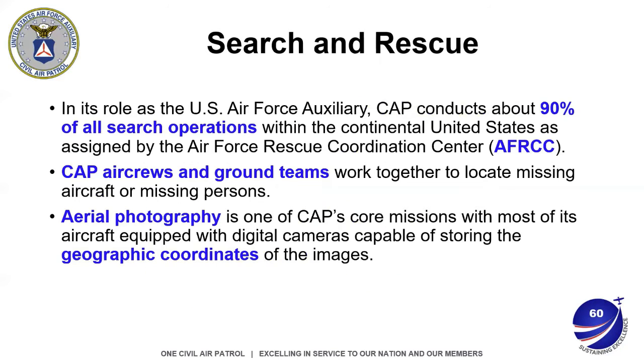And then there's CAP's role in search and rescue. In its role as the U.S. Air Force Auxiliary, CAP conducts about 90% of all search operations within the continental United States, as assigned by the Air Force Rescue Coordination Center, or AFRCC. CAP air crews and ground teams work together to locate missing aircraft or missing persons. And aerial photography is one of CAP's core missions, with most of its aircraft equipped with digital cameras capable of storing the geographic coordinates of the images.